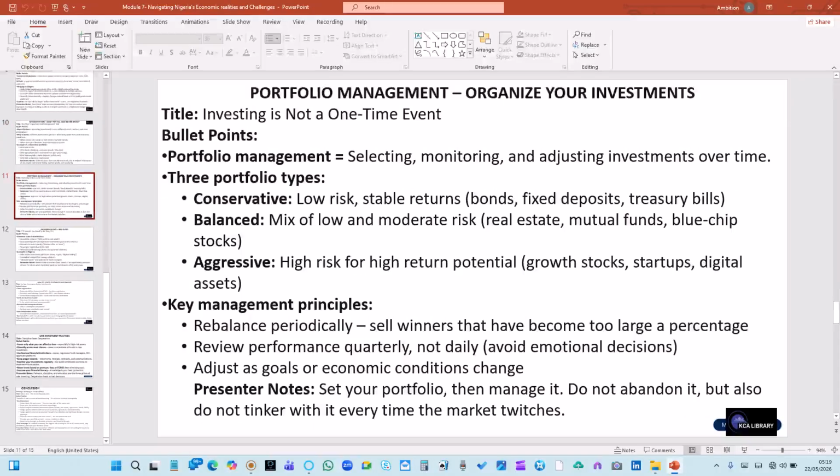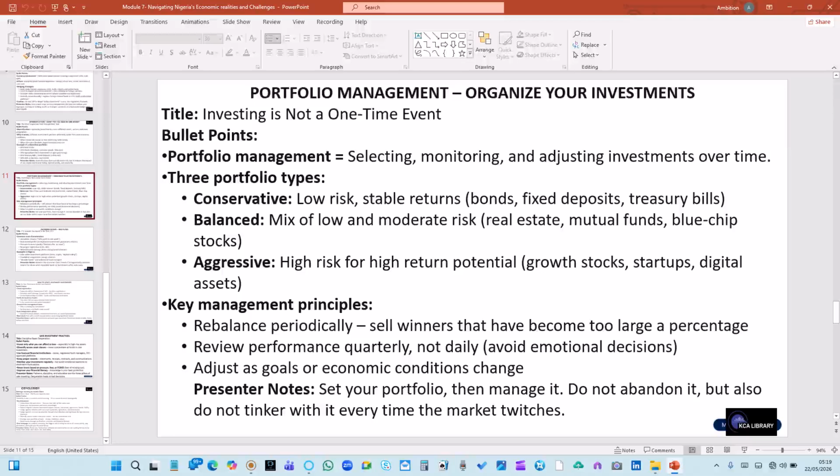Now let us look at portfolio management, that is, organize your investment, titled Investing is not one-time event. Portfolio management means selecting, monitoring, and adjusting investment over time. We have three types of portfolio. Like we said earlier, conservative, which is very low risk and stable return. Then we have balanced, which is a mix of low and moderate risk.